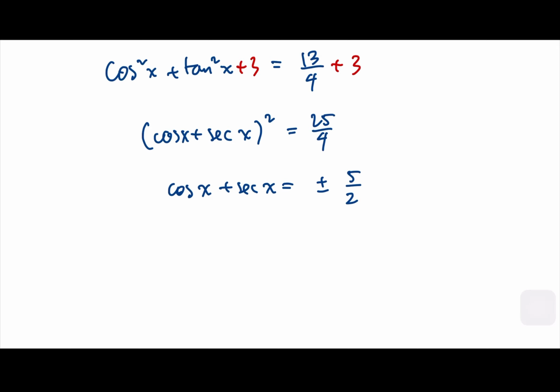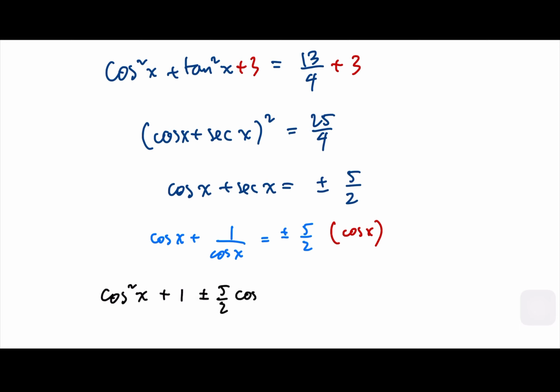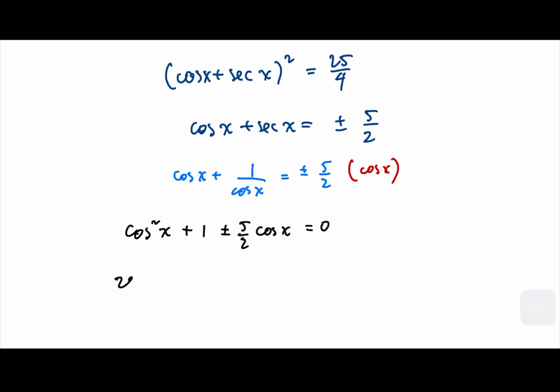And still we need to solve. This is cos x plus 1 over cos x equal 5 over 2. So let's multiply all with the cos x. So now we have cos squared x plus 1 plus minus 5 over 2 cos x equals 0, or 2 cosine squared x plus 1 plus minus 5 cos x equals 0.